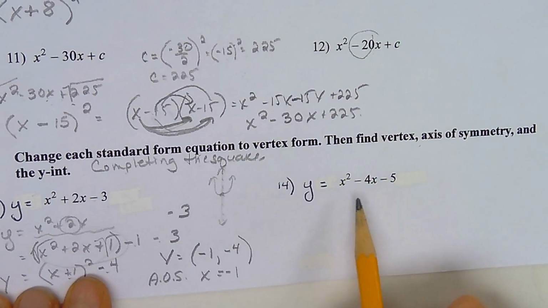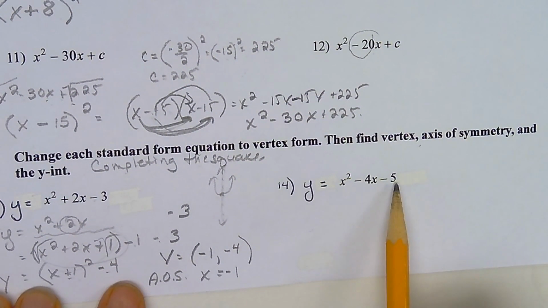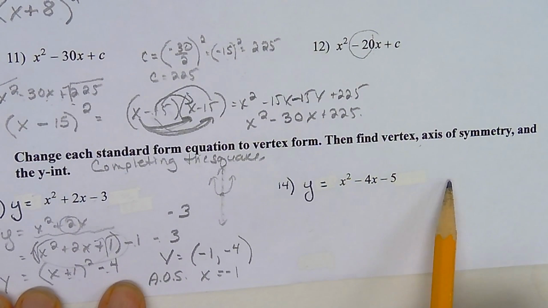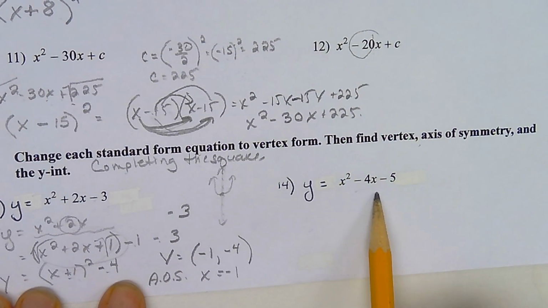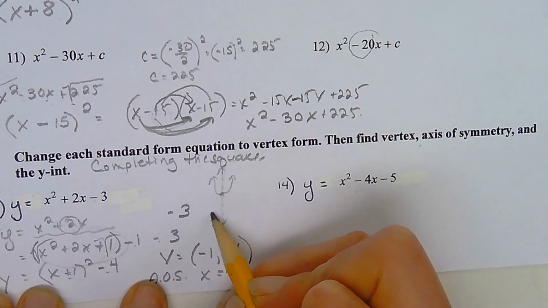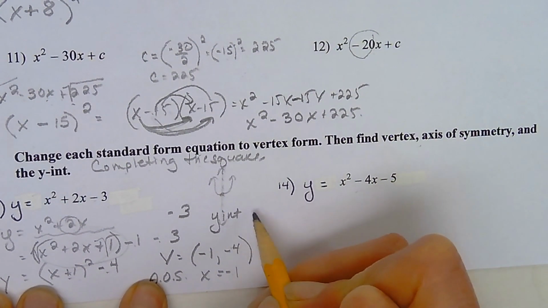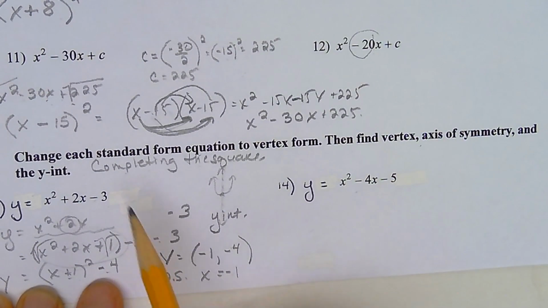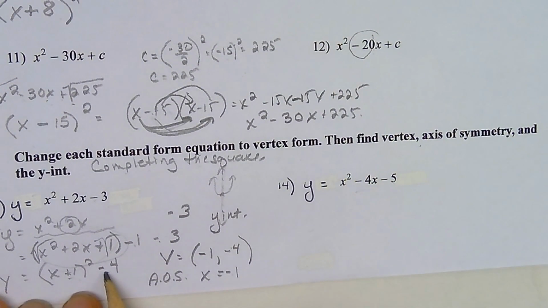So number 14, go ahead and complete the square, and then factor the perfect square trinomial, etc., to change this into vertex form so you can find the vertex and the axis of symmetry. Now, one thing I forgot to do is the y-intercept. Now, the y-intercept is not equal to negative 4.